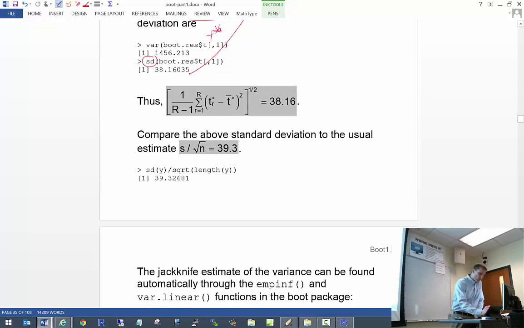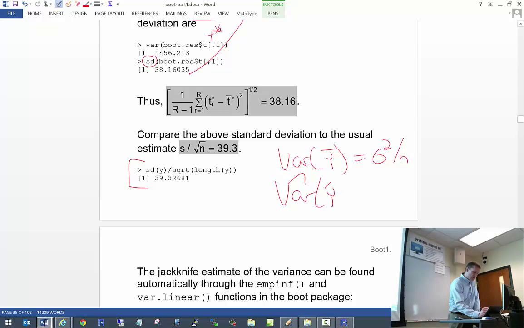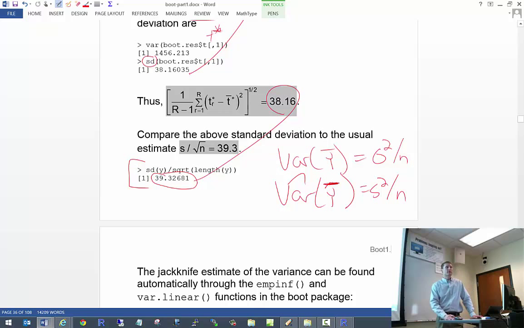Let's compare that to what you would normally use for a sample mean. Again, in another class, you learned that one can derive the variance of y bar as sigma squared over n. How would I estimate it? Well, I put a hat on top of the var, and I simply replace sigma squared with s squared. If you do that and take the square root, I get 39.32. Compare that to what the bootstrap gives you. Just about the same. So that's cool.